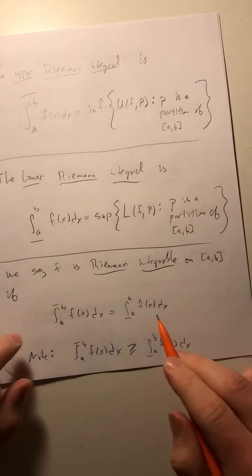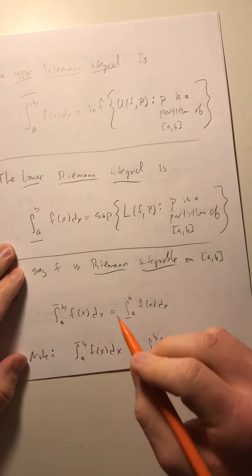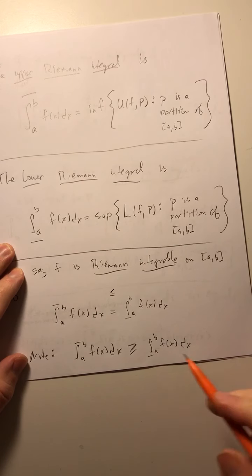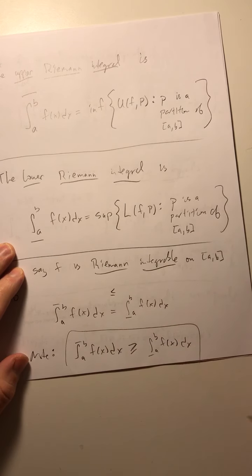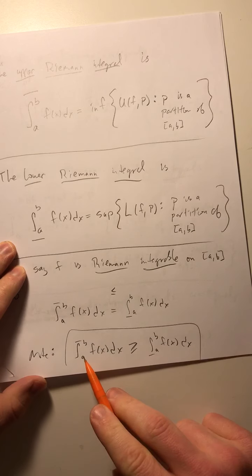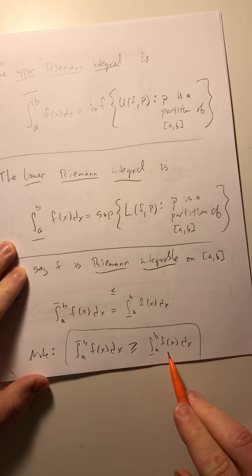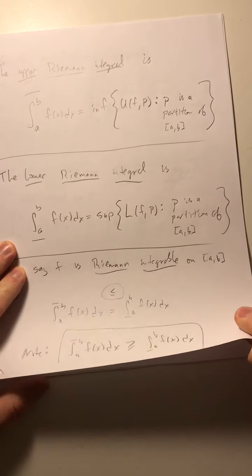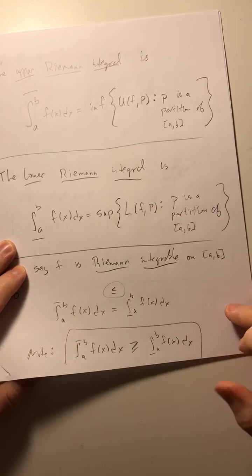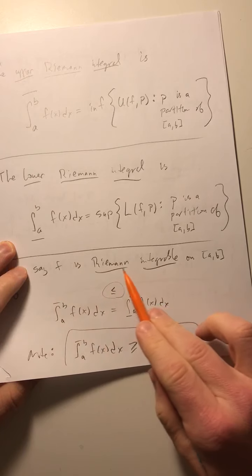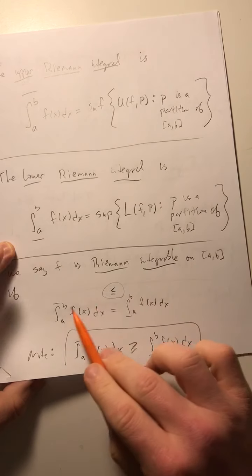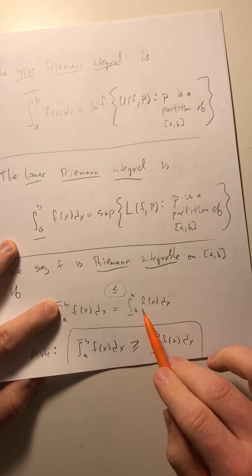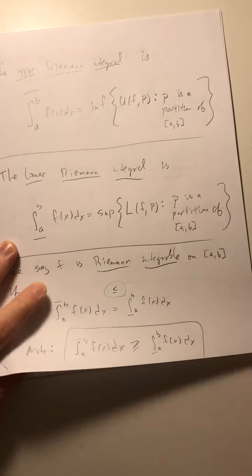Right? If I want to show that these two things are equal, all I really need to show is that the upper integral is less than or equal to the lower integral, because I know, well, I didn't prove it, but it's pretty obvious, that the upper integral is greater than or equal to the lower. So if I want to prove that they're equal, all I really need to do is prove that the upper integral is less than or equal to the lower integral. Okay? So we say a function f is Riemann integrable on [a, b] if the upper Riemann integral is equal to the lower Riemann integral of that function on that interval.